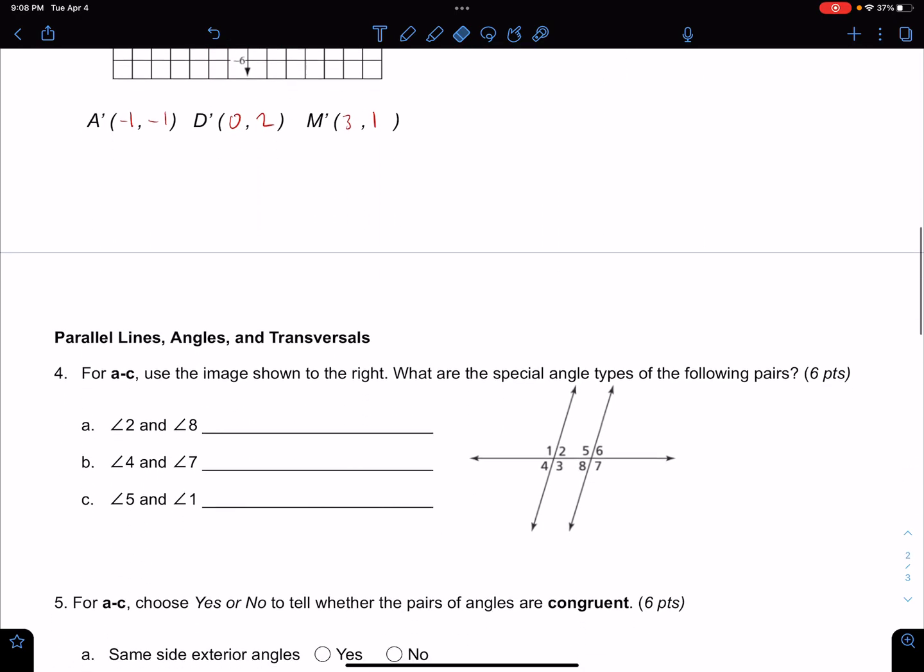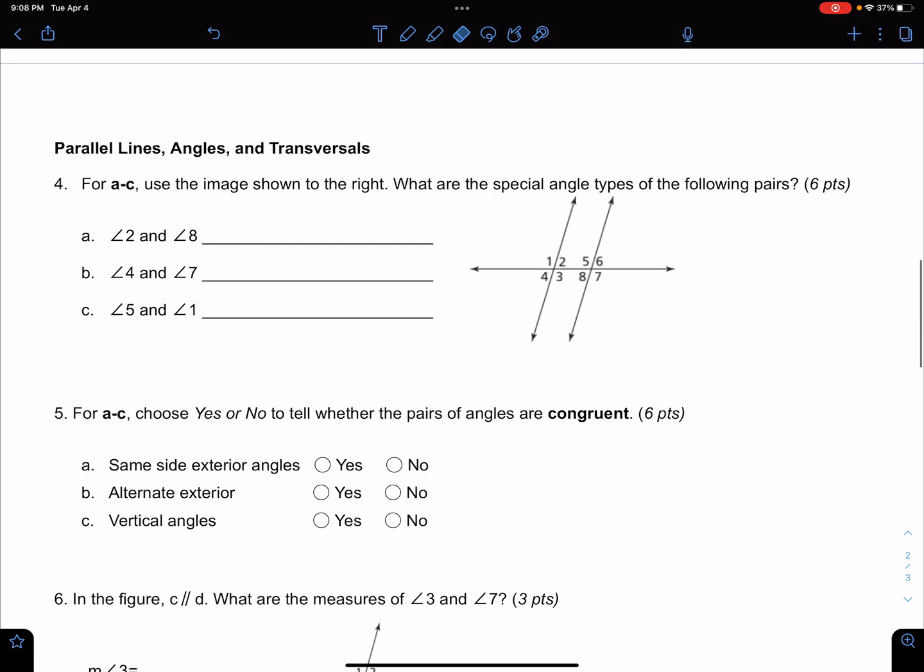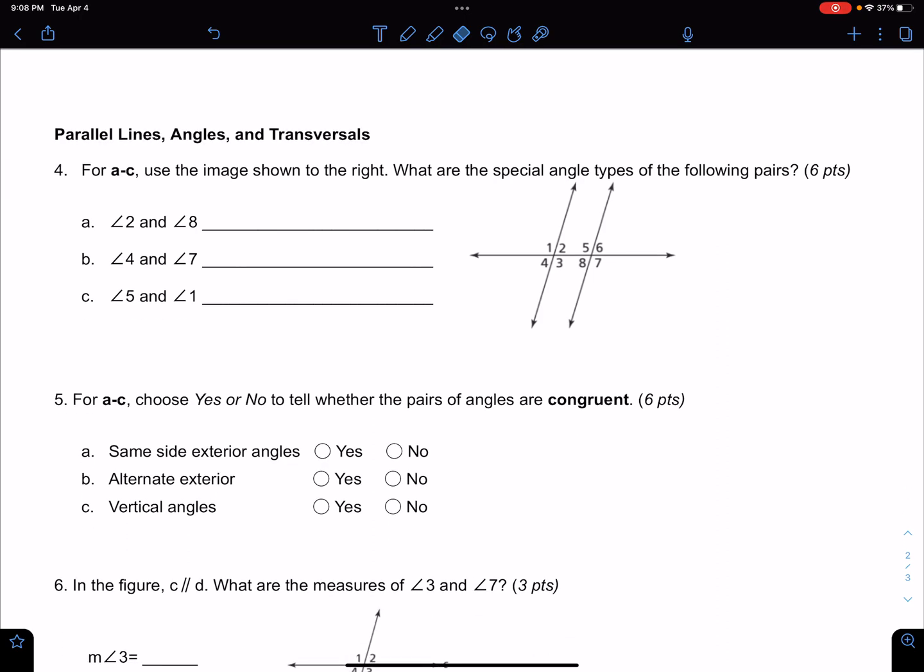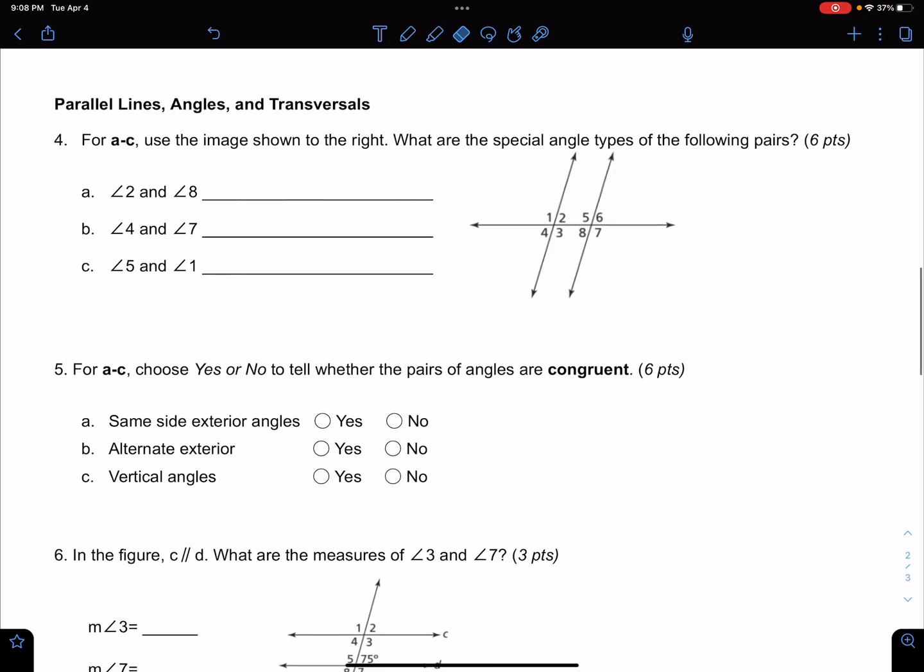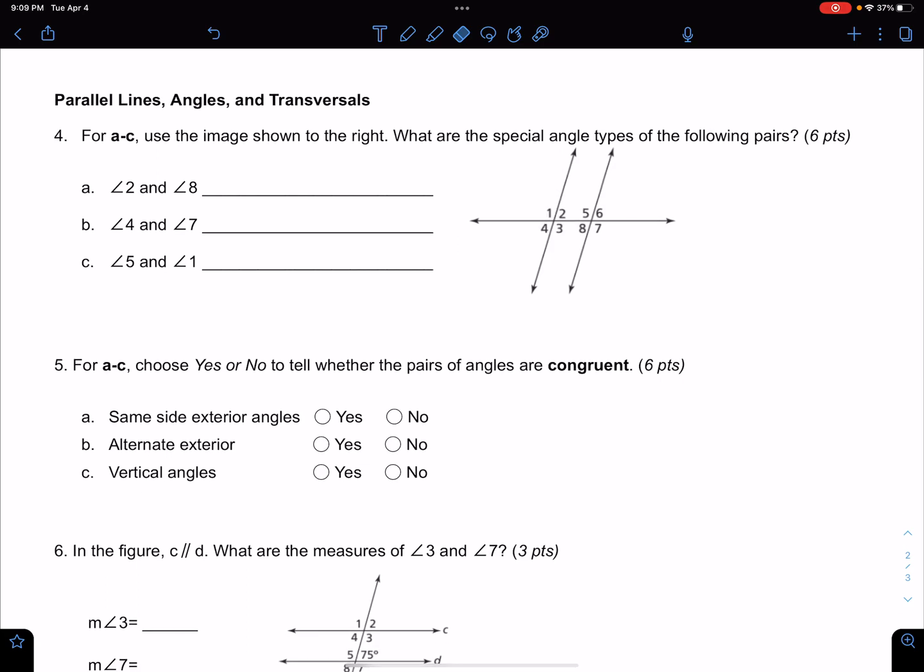Okay, the next. It says parallel lines, angles, and transversals. So it says for A through C, use the image shown to the right. What are the specific angle types of the following pairs? So the first one's 2 and 8. So I say, are they on the outsides or the insides? And we're going to say the insides. And I say, are they alternate sides or the same side? And you say alternate. So these are alternate interior.